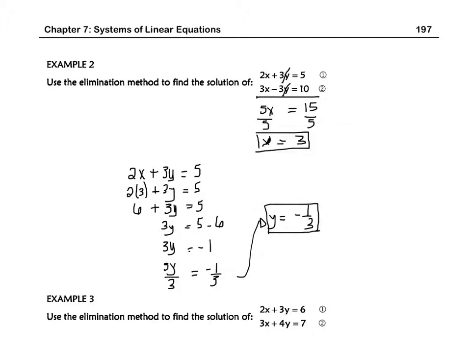And if you go back and check to see if your solution is right, 2 times x is 2 times 3 is 6. And 3 times negative 1/3 is going to be negative 1. So 6 minus 1 is 5. It works in the first equation. And then if you plug it back into the second equation, 3 times 3, because x is 3, so 3 times 3 is 9, minus 3 times a negative 1/3 is going to be plus 1. So that would be 9 plus 1 is 10. So a solution of x is 3 and y is negative 1/3 is the correct solution.